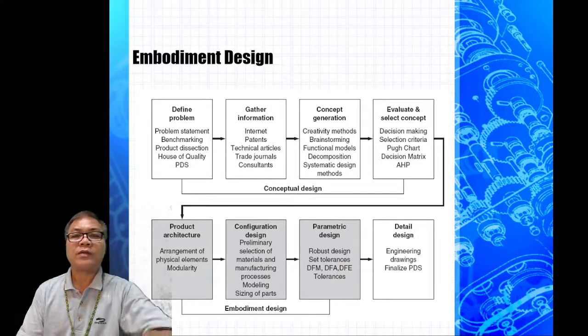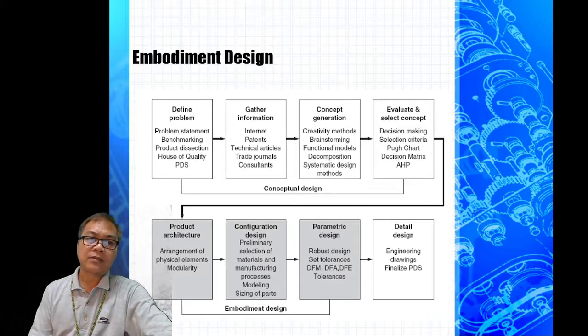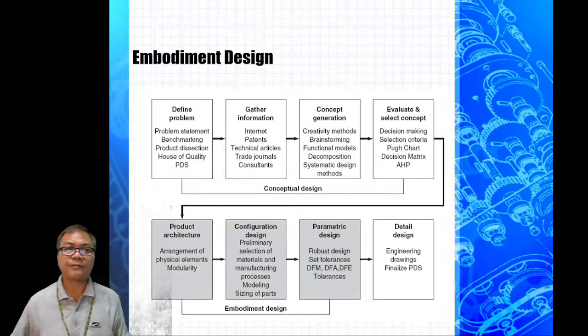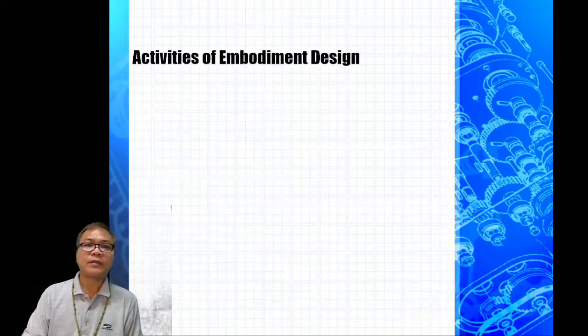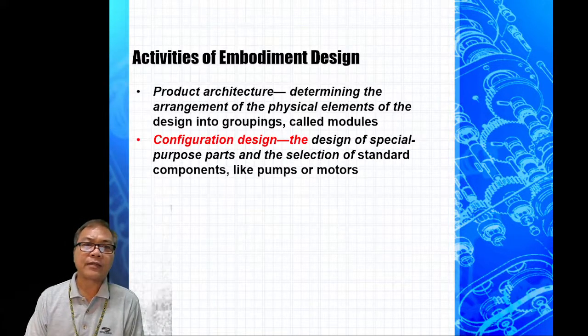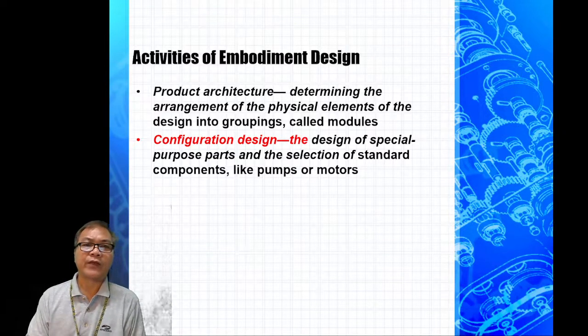Now we'll continue to discuss the embodiment design. Today we are going to continue on the configuration design. So this is the preliminary selection of materials and manufacturing processes, modeling, and sizing of parts. Here, we have discussed already the product architecture, and now we are in the configuration design.